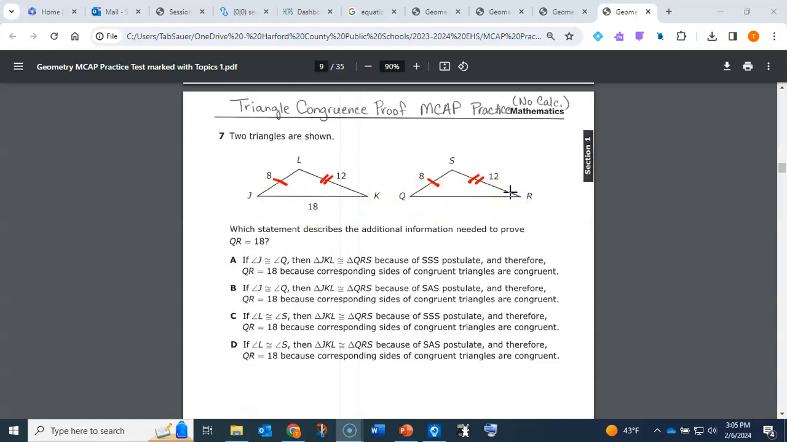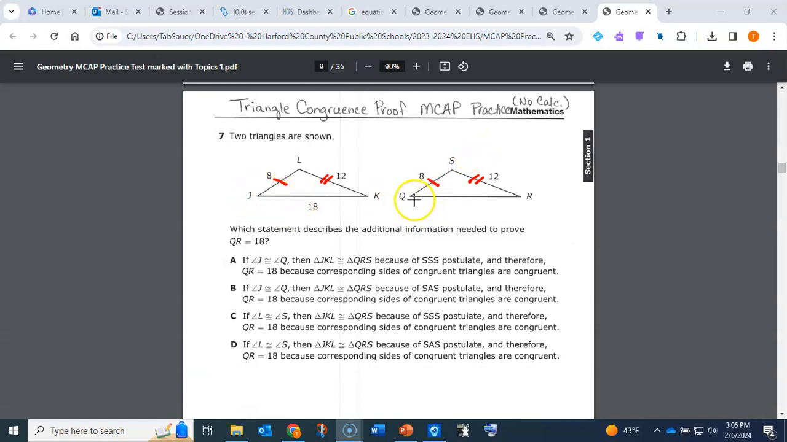So this is where we get into our triangle congruence theorems. So we need to find out, we have two sides. So it's either going to be based on side, side, side, or side, angle, side. So let's go through our choices and see what works. So as they said, if angle J is congruent to angle Q, then the two triangles are congruent by side, side, side. That's not true. We only know that two sides are congruent, and then they're just telling us an angle is congruent. So that's not telling us that all three sides are congruent.